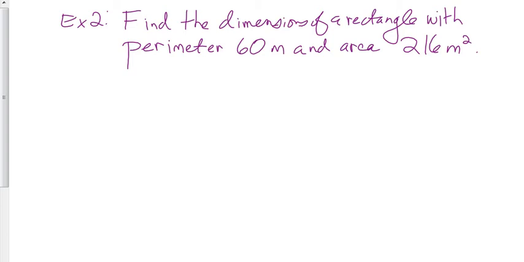Okay, so let L times W be... 2L plus 2W equals 60, and then L times W. Oh, okay, I get it. There's two variables.